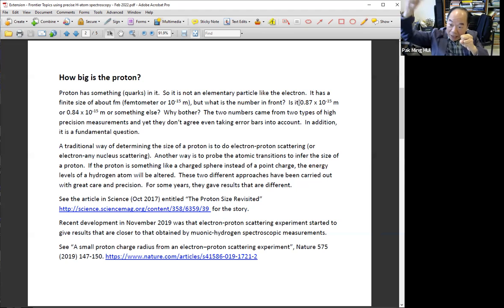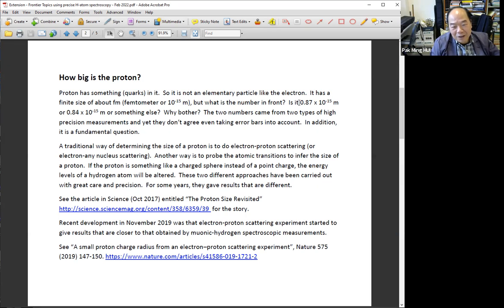Instead of the electron, I replace it by the electron's cousin, the muon. So I have a proton trapped with a muon. The muon has minus e charge. Then we do a transition, look at the spectral line, and try to see how big the proton is.